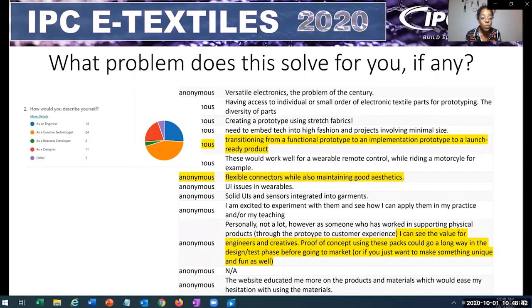So we ran a new survey. This one had slightly fewer people, around 54 people. And we tightened up the categories. So we had mostly creative technologists, followed by engineers, followed by designers. So it's kind of a similar trend of people.